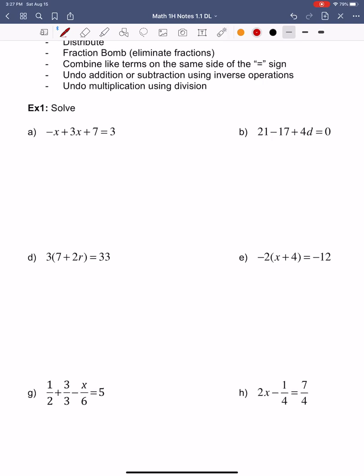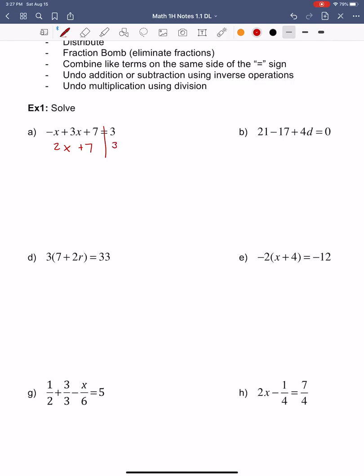So we're trying to solve for x here, right? So solving for the variable. We can see there's nothing to distribute and there's no fractions, so I don't need to do either of that, right? But we do have x's that are both on the left side of the equal sign, right? The left side of the equal sign, we have negative x plus 3x gives me a positive 2x, and then we have plus 7, and then equals 3.